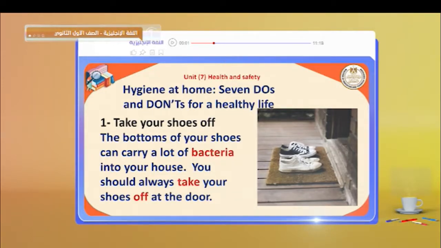The first advice for you, as you see here in the photo, is to take off your shoes before you enter your house. Take your shoes off. The bottom of your shoes can carry a lot of bacteria. Why should we take off the shoes? Because the bottom of our shoes can carry bacteria. So you should always take your shoes off at the door.